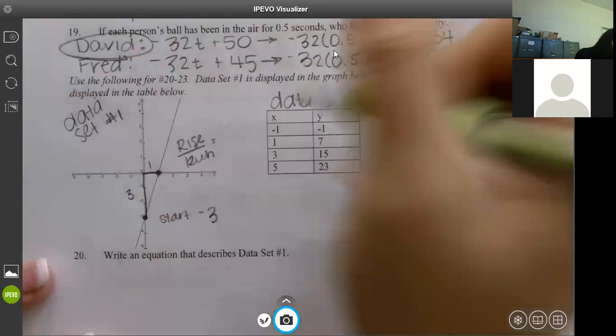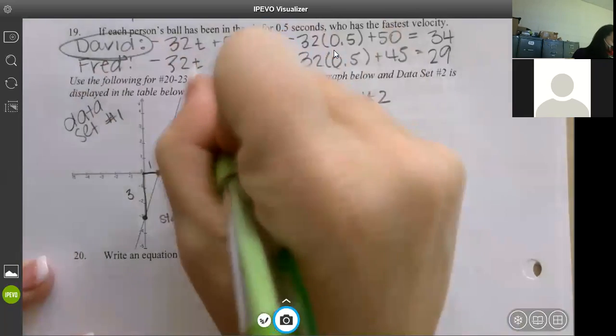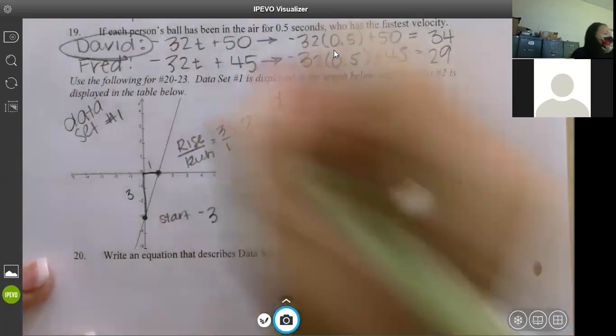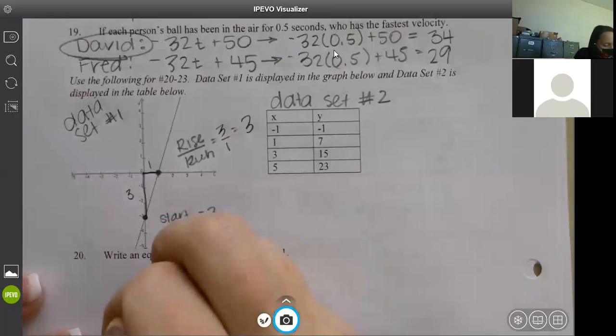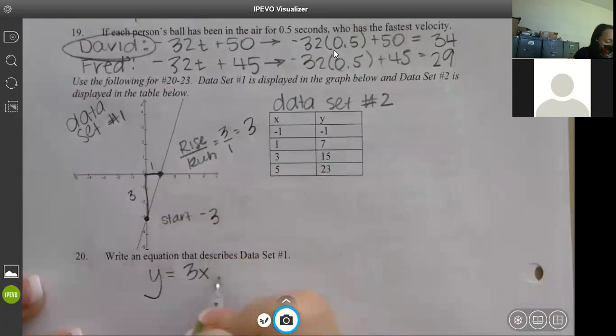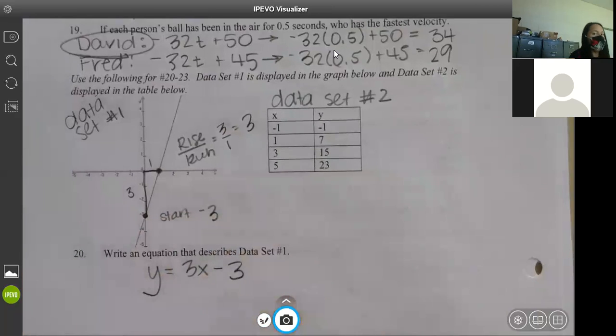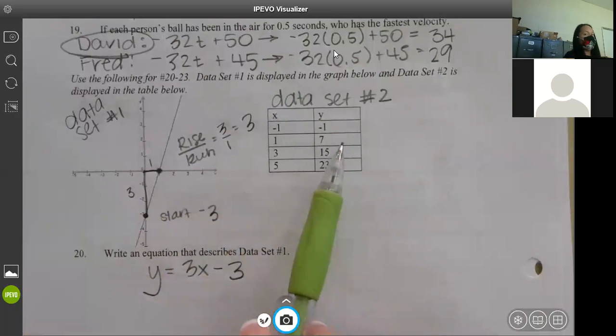Thank you. And this is going up, so it's positive. We're just a positive 3. So here's your slope. Y equals 3x. And then where did we start? Negative 3. There's your equation. We did this on the last couple tests, so you should know how to do this. Number 21 is going to ask me to write an equation for this one, but I'm going to stay here for just a minute so that you guys can see your chart.